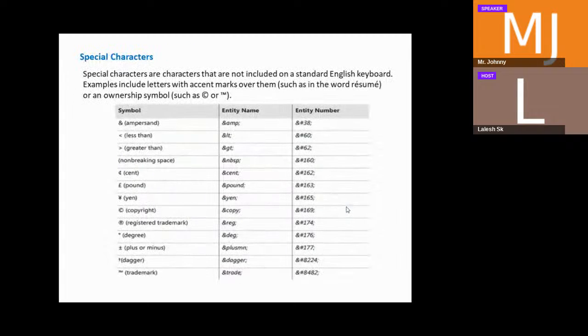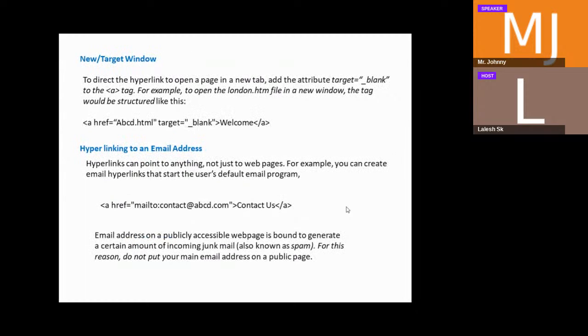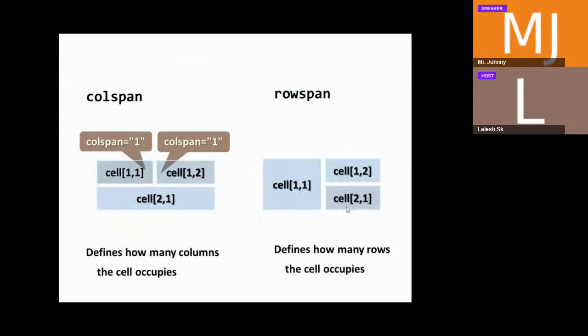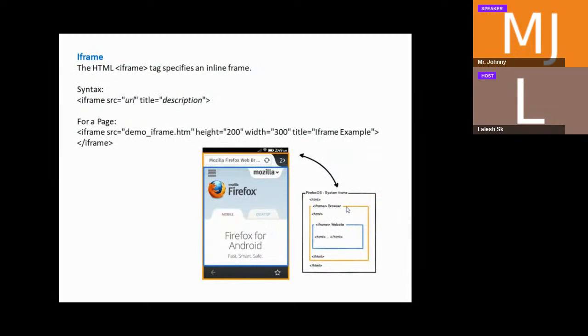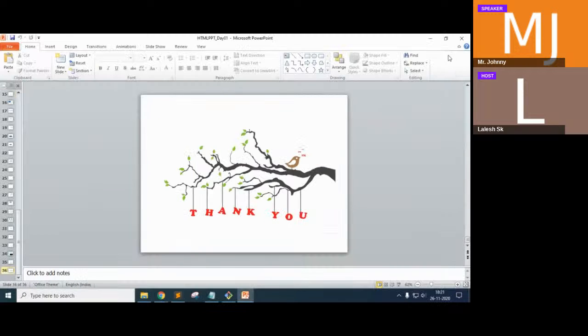Next we saw how to save a file and how to run it. Next about lists. We used only one special character here, the ampersand copy semicolon, for the copyright symbol at the bottom of a web page. Hyperlinks, relative path and absolute path. Relative path means a file in your workspace. Absolute path means we copied it from somewhere else, from an internet resource. Opening in a new tab, linking to an email ID. We haven't discussed tables yet; tomorrow we will discuss tables. And we have done with iframes, the last part of day one.